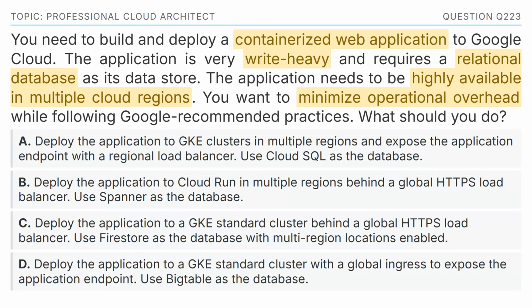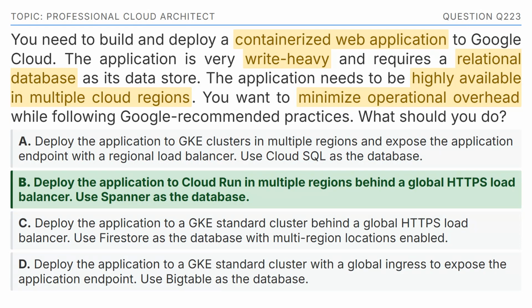To arrive at the correct answer, we focus on the keywords: containerized web application, write-heavy, relational database, highly available in multiple cloud regions, minimize operational overhead. The correct answer is option B, deploy the application to Cloud Run in multiple regions behind a global HTTPS load balancer. Use Spanner as the database.